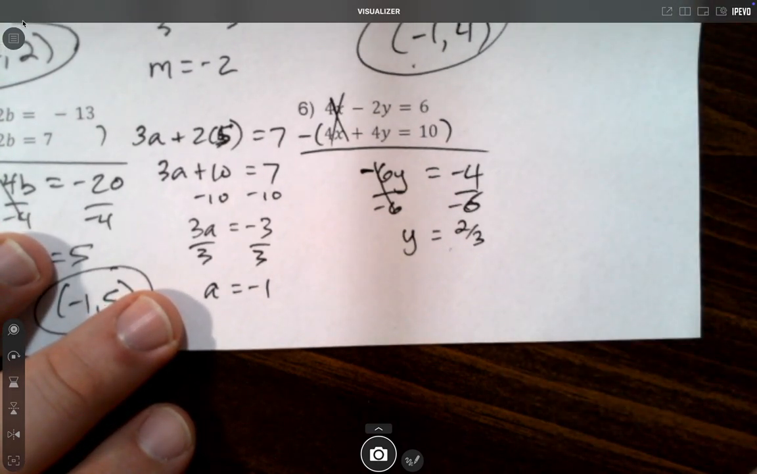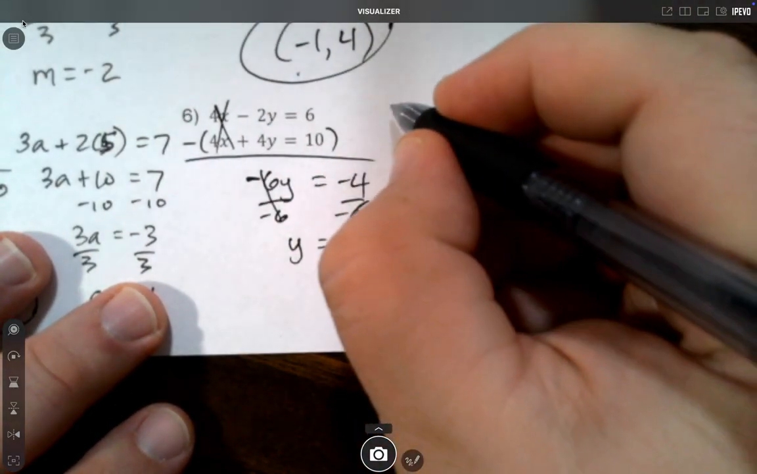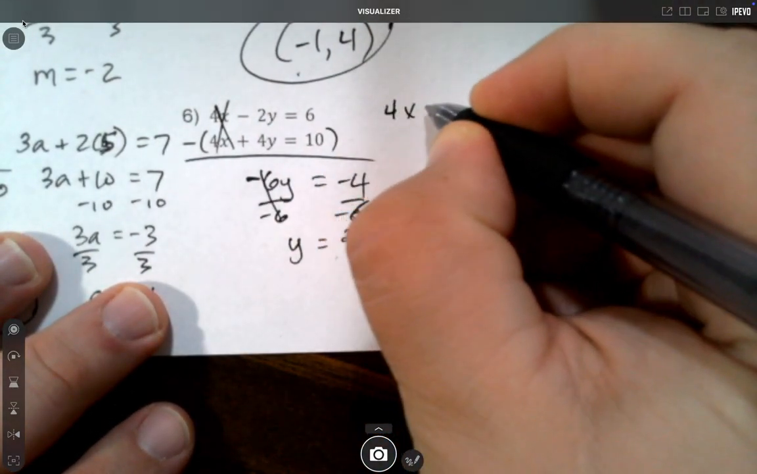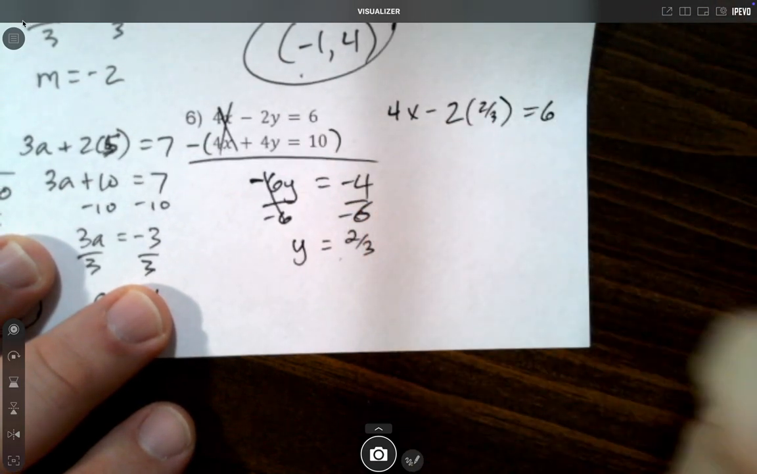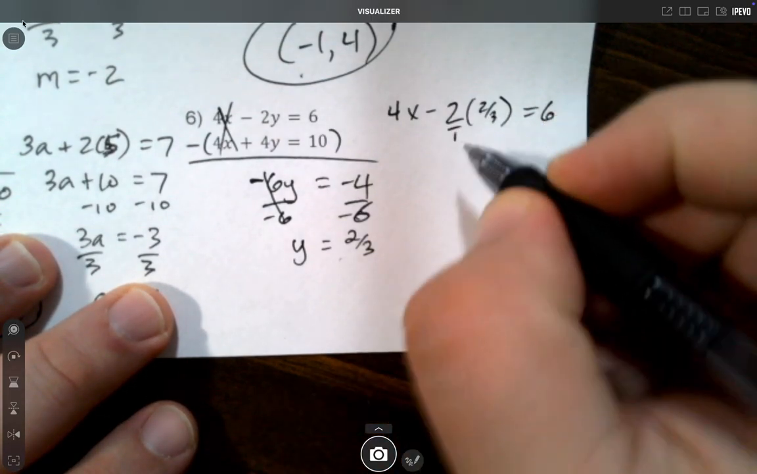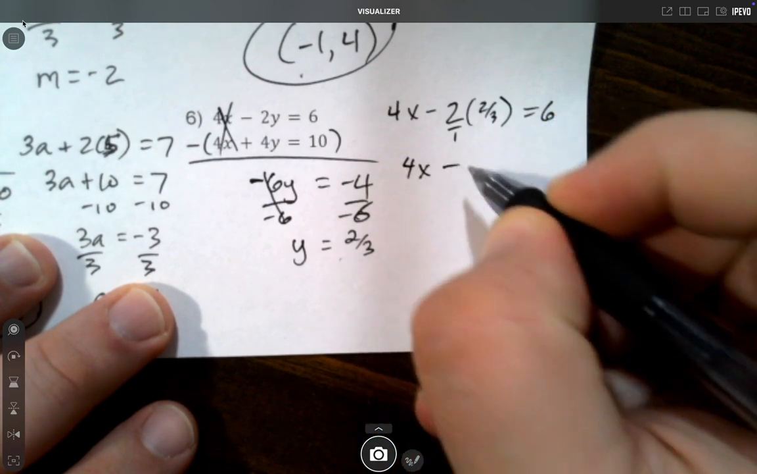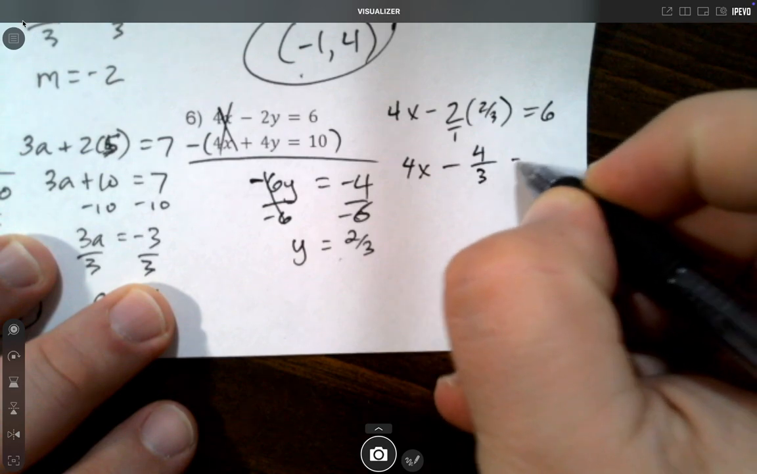So now we'll solve for x. And you are allowed to use your calculators on this, so don't freak out. I'll just choose to plug this in the top, my normal method. 4x minus 2 times 2/3 equals 6. This is really 2 over 1. So 2 times 2 is 4. 1 times 3 is 3.